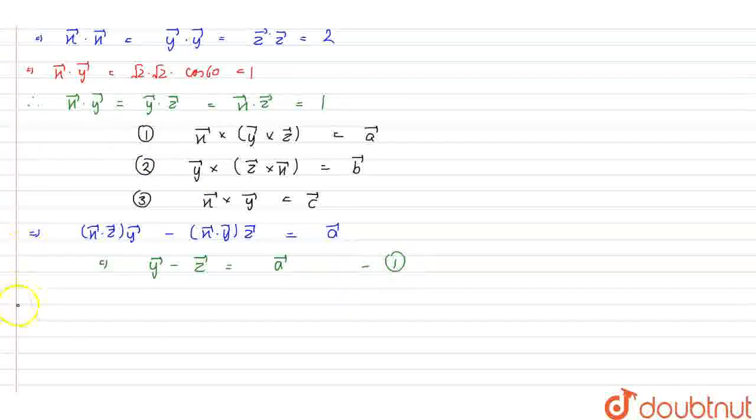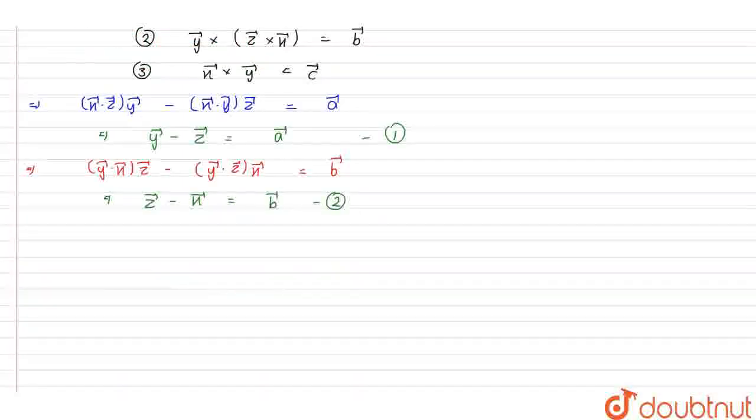Now using the second equation, we have y vector dot x vector into z vector minus y vector dot z vector into x vector equals b vector. So from here we get the result that z vector minus x vector will be equal to b vector. So this is the second equation. Now we have the third equation, that is x vector cross y vector is equal to c vector. So let this be the third equation.